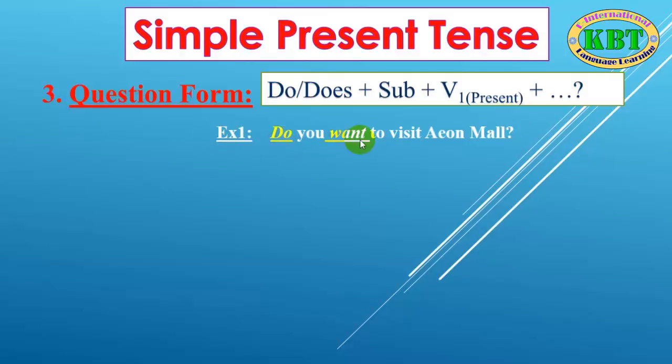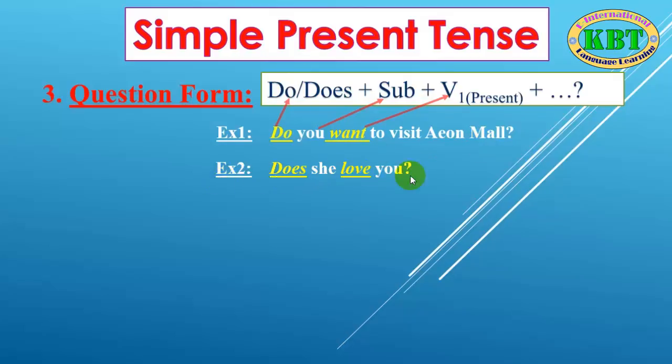Do you want to visit Eon Mall? So do here is the auxiliary verb, and you is the subject, and want is verb 1 or verb in present. To visit Eon Mall is the verb and the place. So that's all for example number 1. Let's go to number 2.